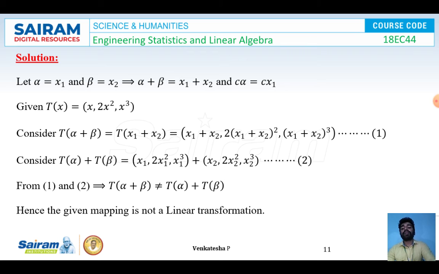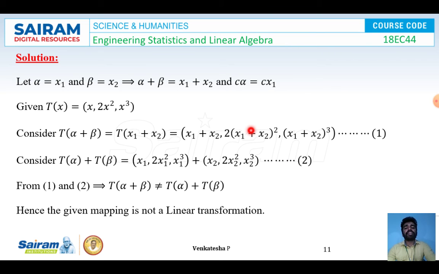Now I'm going to consider T of alpha plus T of beta. T of alpha is given in the same form. In the place of alpha, I'm taking x1, so it will become (x1, 2x1², x1³), and T of beta will become, in the place of beta taking x2, (x2, 2x2², x2³). I'll be calling this equation number 2.